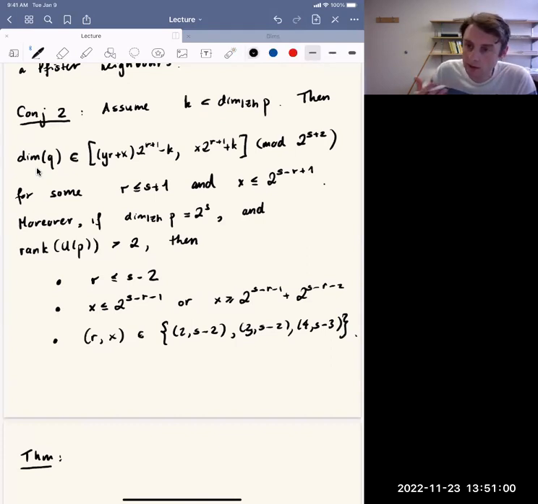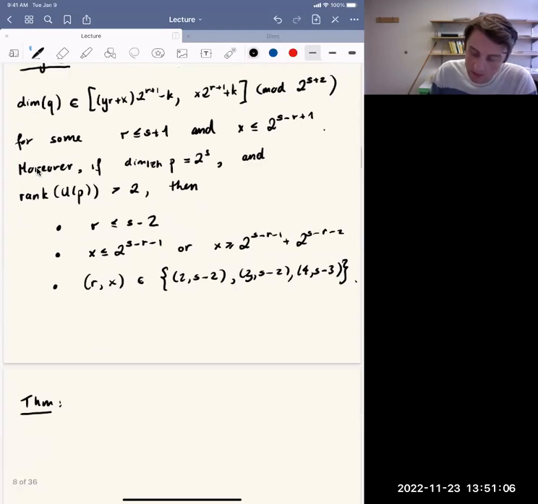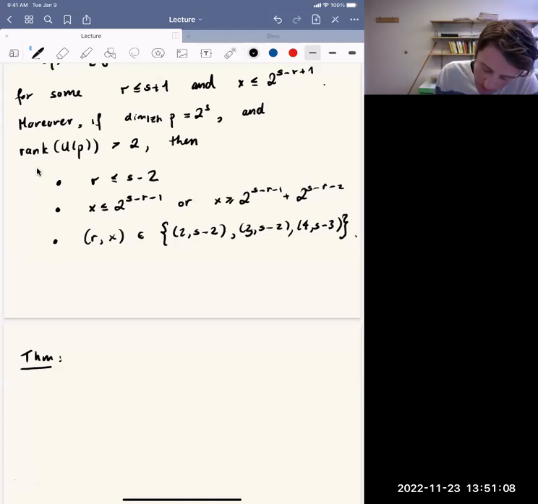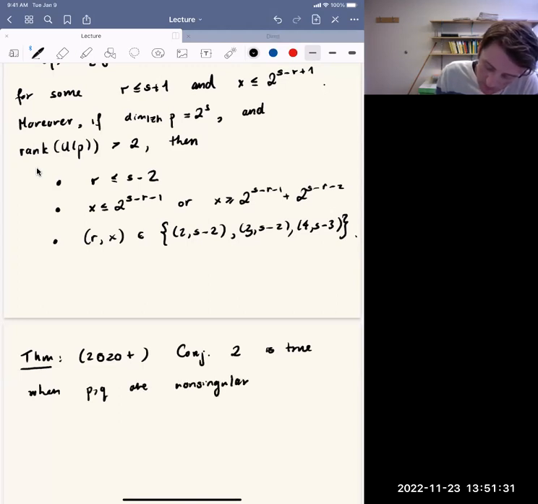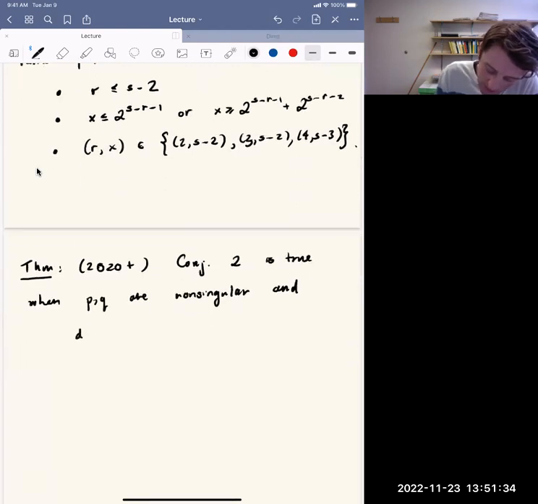If you examine the proof and you add some additional arguments, you see that you can prove the conjecture 2 under the same constraints on the integer k. So the main result, this is a 2020 result plus some extra arguments, shows that conjecture 2 is true when P and Q are non-singular and the dimension of P is strictly greater than 2^K minus 2^S plus 1.